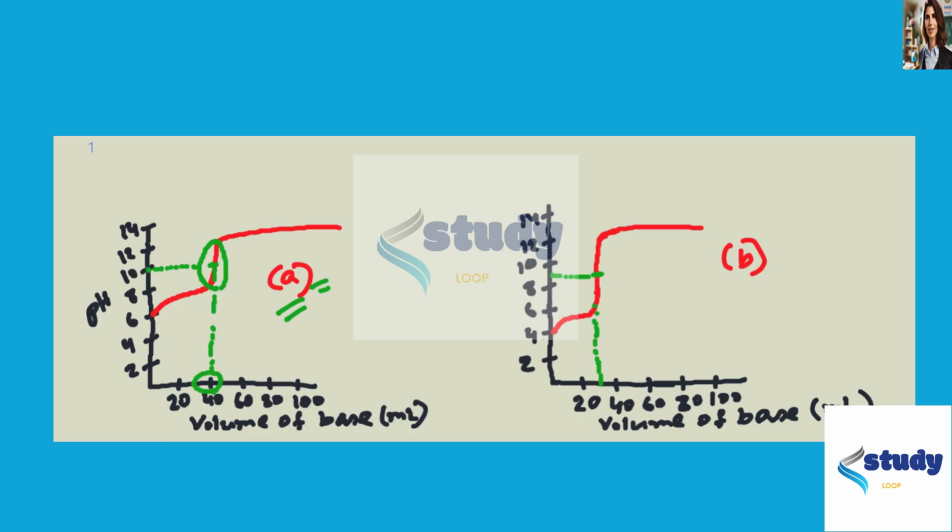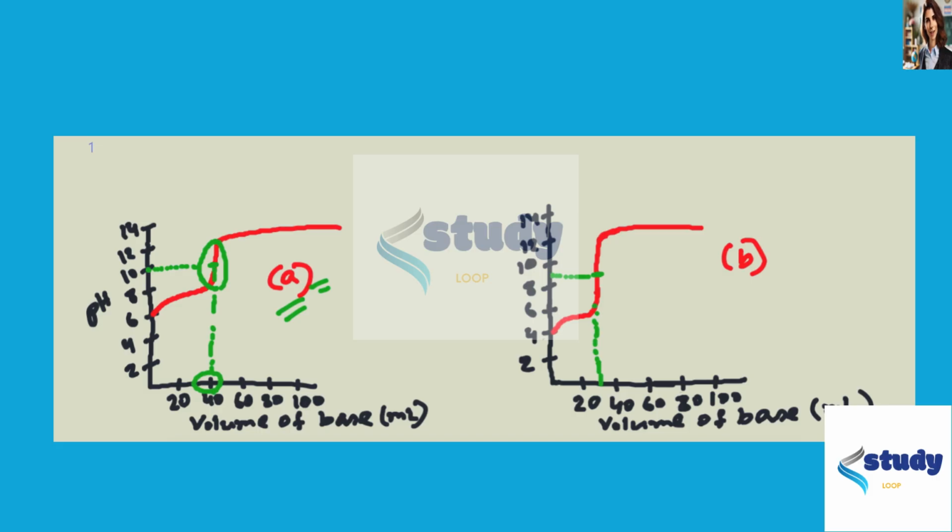Now, in the second question, we have to answer which acid has larger Ka value, and we have to consider the same thing here. The acid which will consume less volume of base, or which will require less volume of base to reach the equivalence point, will be less concentrated, and less concentrated acids have larger Ka values. That means the lower the concentration of acid, the larger the Ka value.